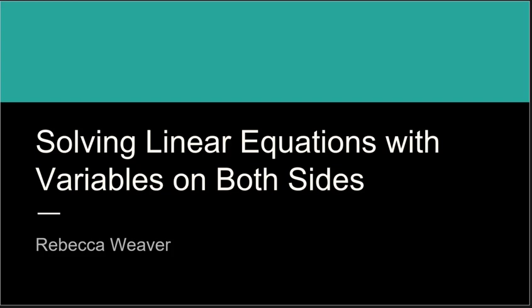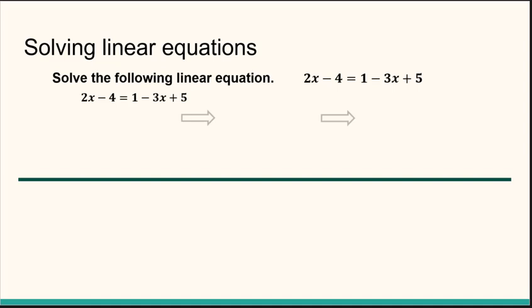I'm going to be talking about solving linear equations with variables on both sides and some distributive property. So here we go. Let's look at our first equation. We have 2x minus 4 equals 1 minus 3x plus 5.